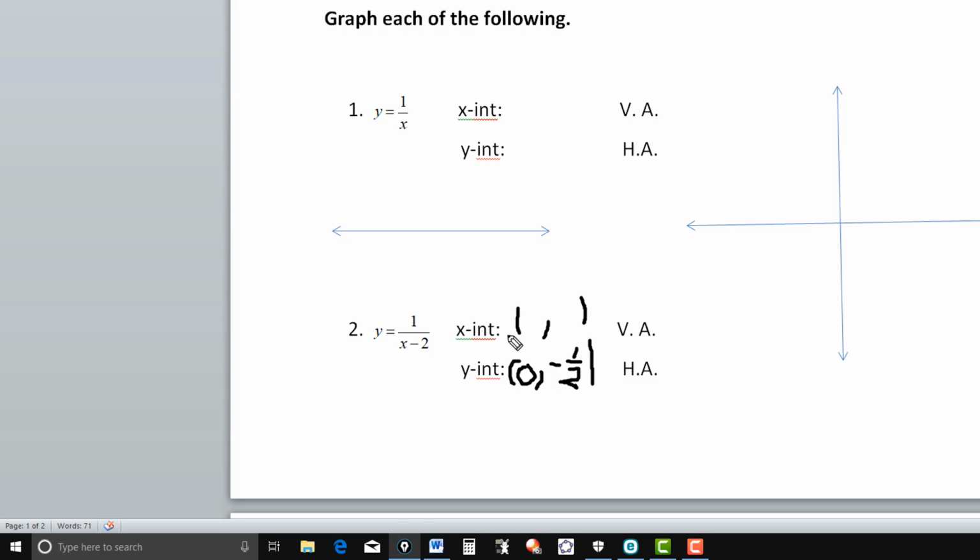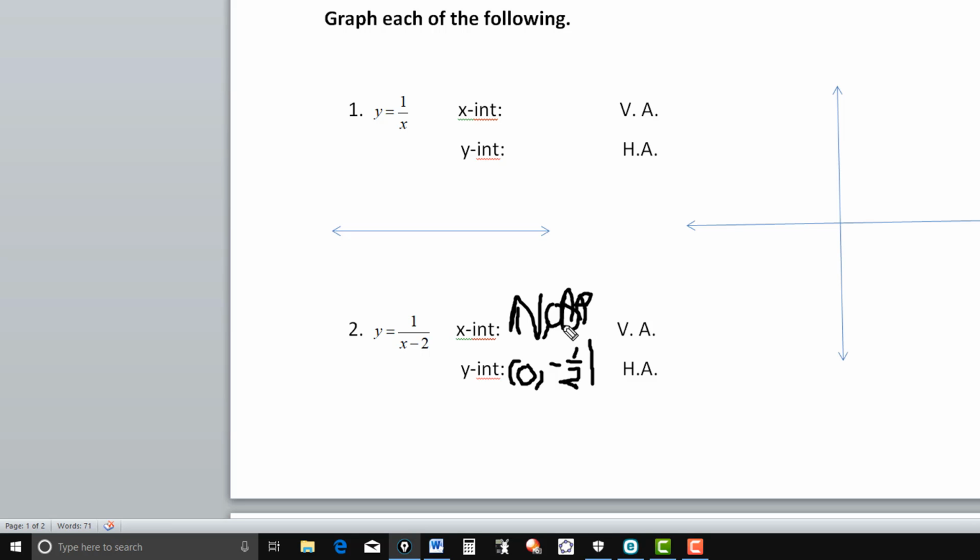To find the x-intercept, replace the y by 0. Solve for x, but if I replace the y by 0, I get 0 equal to 1 over x minus 2. If I multiply by x minus 2, I get 0 equal to 1. Okay, so in this case then, I'm going to have none. No x-intercept.